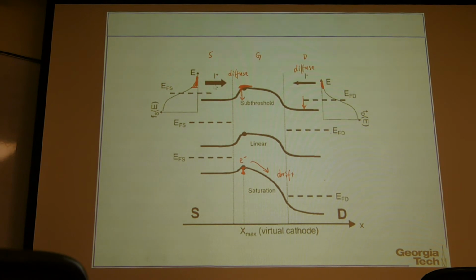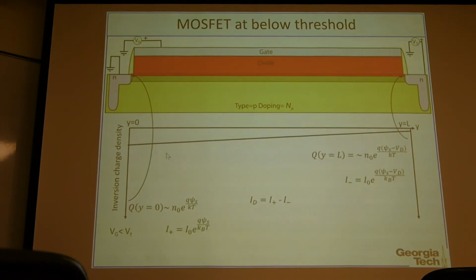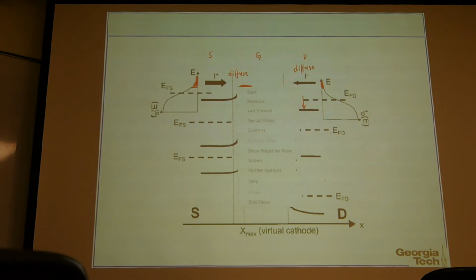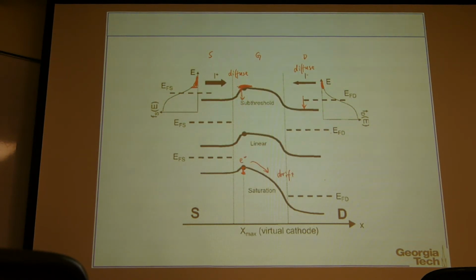But as you can see here, the electrons of the source tend to diffuse over the barrier to the right. And you also have some probability for the electrons in the drain to diffuse over the barrier to the left. Then the net current is the difference between those two. So here we consider the weak inversion charge density. The electron density over the barrier is of interest.